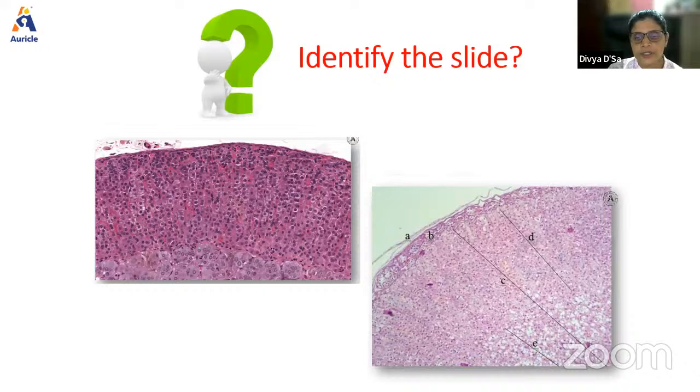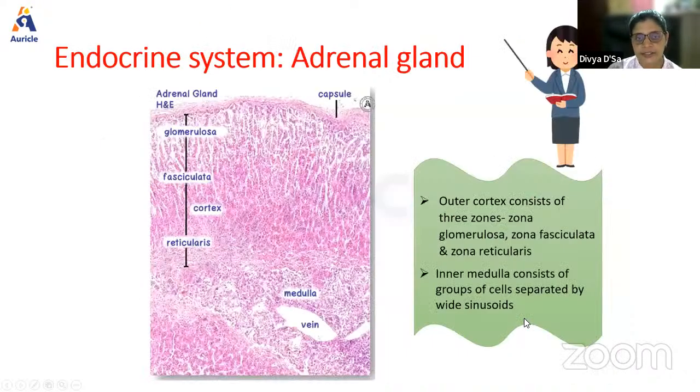Now here, if you see from here, you are seeing some layers of cells which are inverted. Here we can see them like columns. Here we see them like anastomosing cords. When we see like that, we have to identify it as adrenal gland.